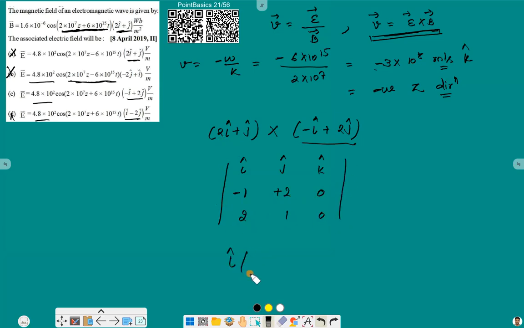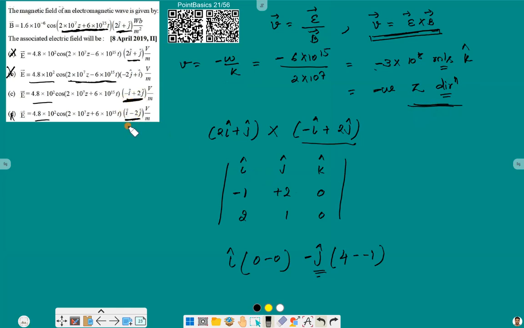Now if we take the cross product, this i component will be 0. Now going to the j component, this will be 2 into 2, 4, and minus 1. So here we are getting a j component, and we should not get a j component because the wave is traveling only along the z direction. So this can't be a possible answer.